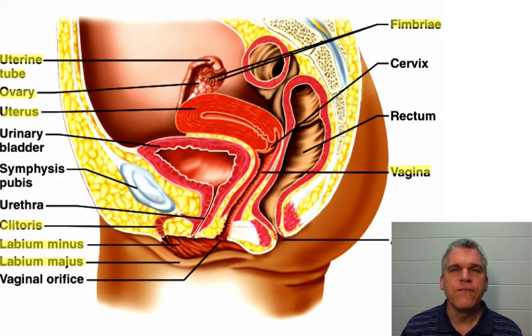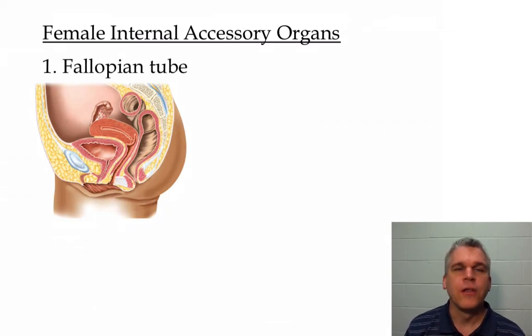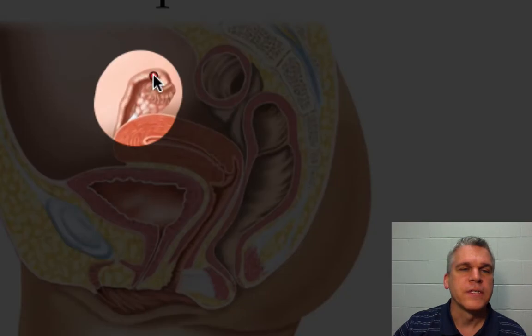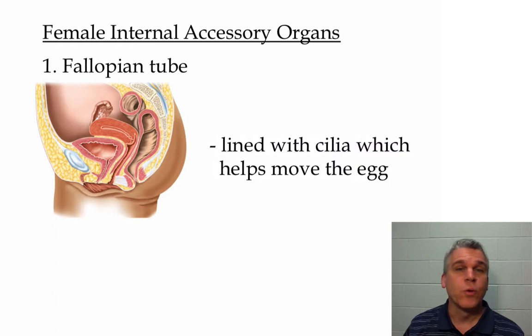So go ahead and take a few minutes and label all of the highlighted structures on your diagram. So let's start with the internal accessory organs, starting with the fallopian tubes. Here we can see the fallopian tube as it is sort of surrounding the ovary, and the fallopian tube is lined with cilia. So when the eggs are released, they will be moving along the fallopian tube with the help of the cilia. In males, we call this tube the vas deferens.